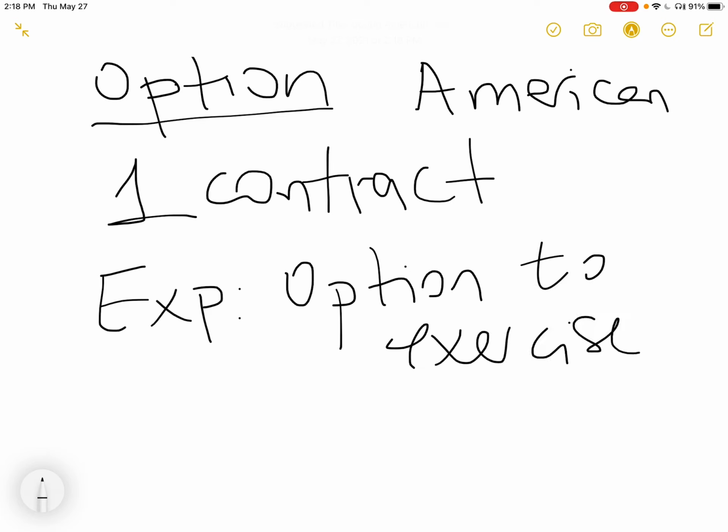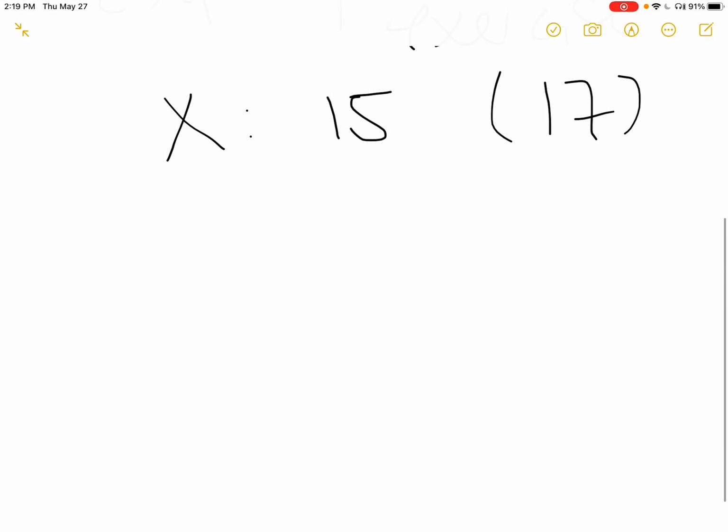Let's say you were bullish about a company, so you buy an option. I'm just giving a company X here. You bought an option for a company with an exercise price of 15 bucks. Today the company is at $10. And at expiry, let's say the company actually finishes at 17.